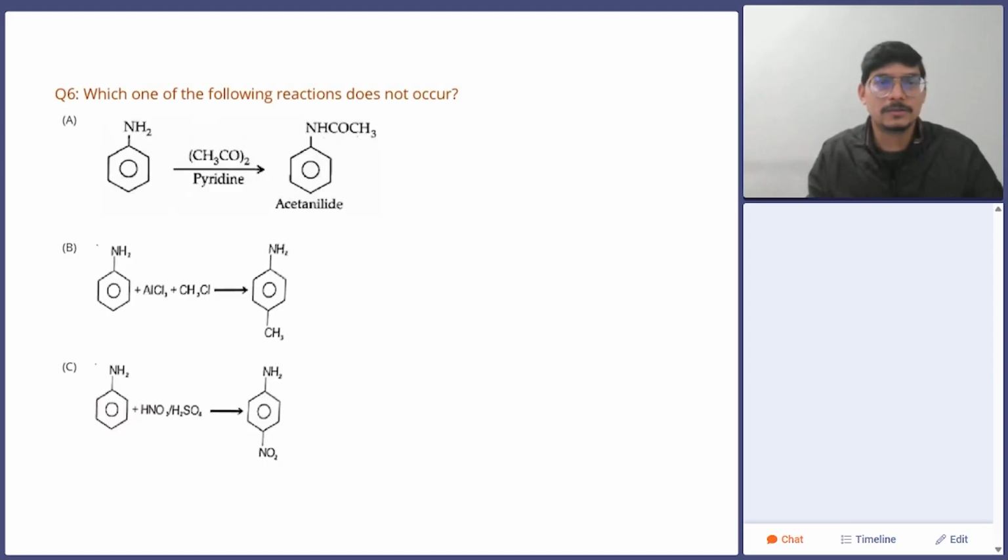Moving to the next question, which one of the following reactions does not occur? So I guess they're asking which of the following is least feasible. Okay, so this is aniline and this is acetylation.